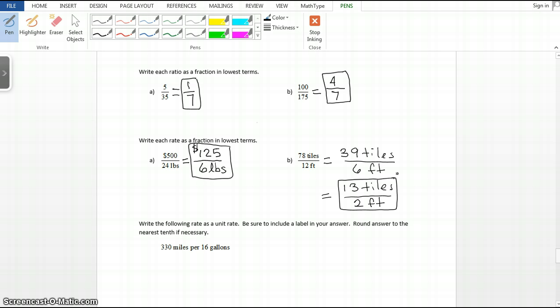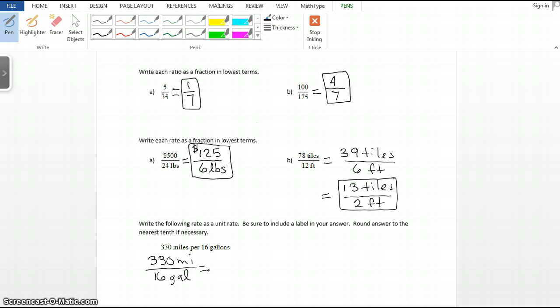Let's look at the last example down here. This is a unit rate. It says write the following rate as a unit rate. Be sure to include a label in your answer and round to the nearest tenth if necessary. So to start off with, let's go ahead and write that rate as a fraction. 330 miles per 16 gallons.